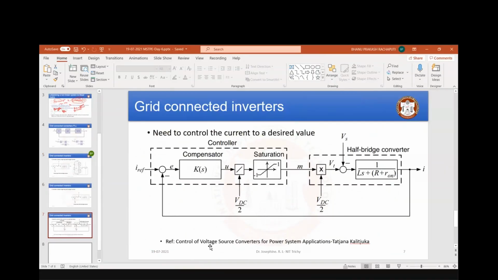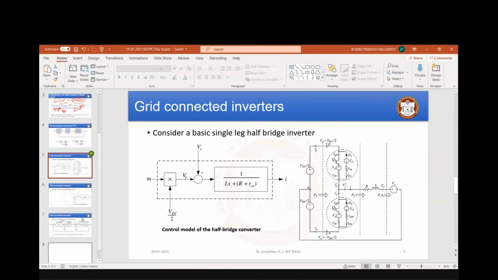In this textbook, you have that analysis: Control of Voltage Source Converters for Power System Applications, by Tanjana Kalijuga. Whatever the compensators, the cascaded network compensators, those values they also gave. So you can directly place that if you are using some grid integration, and if it is not a completely innovative idea, then you can go for it. It's up to you how you consider your network. But if you approximate your network to some value, then you have to justify the terms that you have.